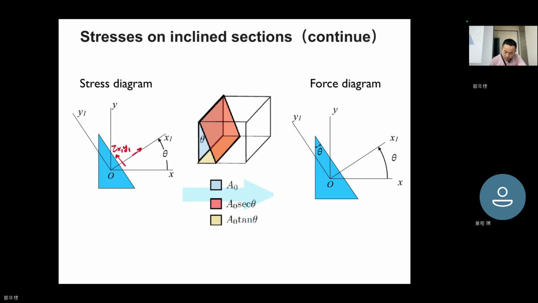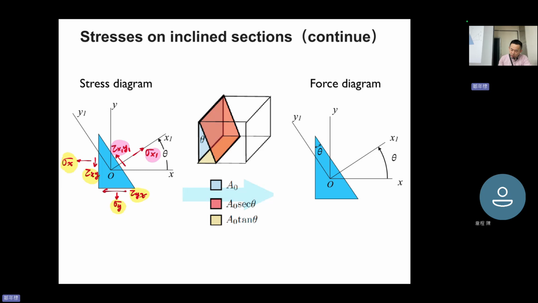And this is sigma x1, okay? And this is tau yx, sigma y, and this is tau xy, and this is sigma x. Again, they are known, okay, and they are unknown. All right, the pink one is unknown.